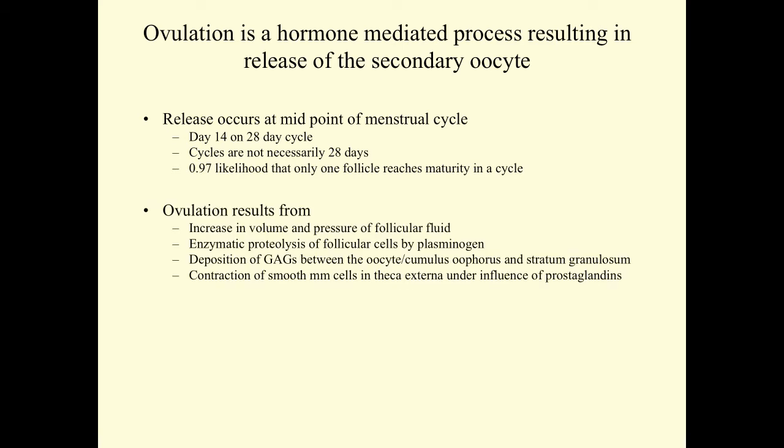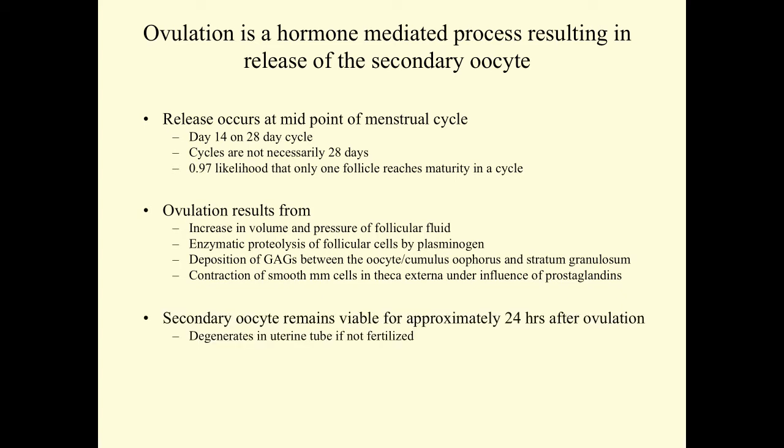Ovulation results from several factors. There's an increase in volume and pressure of follicular fluid. Enzymatic proteolysis of follicular cells by plasminogen plays a role in ovulation. There's deposition of glycosaminoglycans between the oocyte cumulus oophorus and the remainder of the stratum granulosum. There's contraction of smooth muscle cells in the theca externa, and this is under the influence of prostaglandins. So all these factors can aid in the process of ovulation, that is the rupturing of the germinal epithelium on the surface so that the oocyte can get out of the ovary.